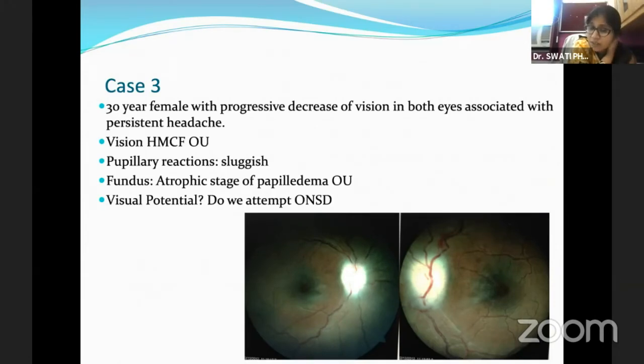Now we don't know whether we should go ahead and do an optic nerve sheath fenestration in such cases, or we should give the patient a very bad prognosis regarding the visual improvement.